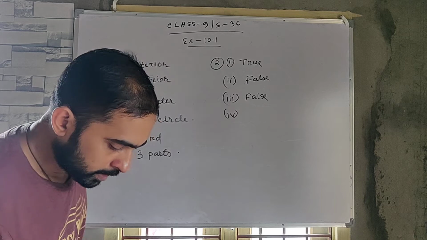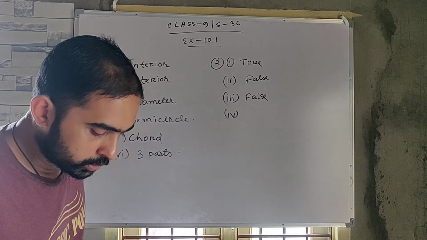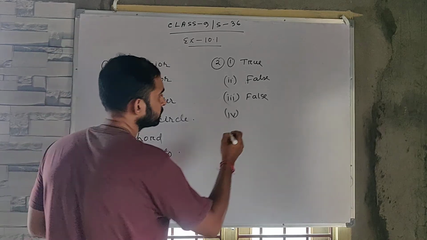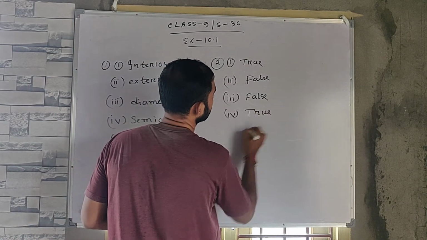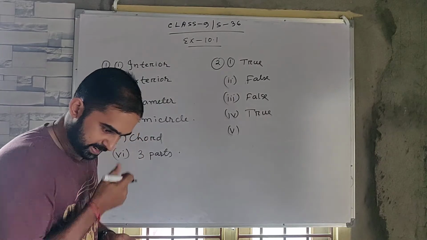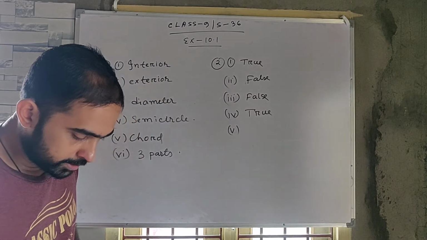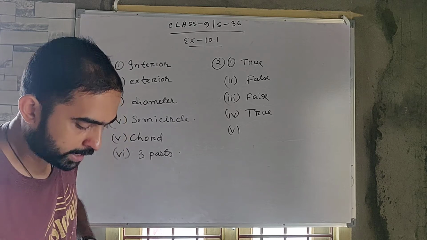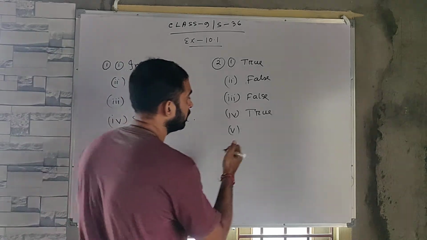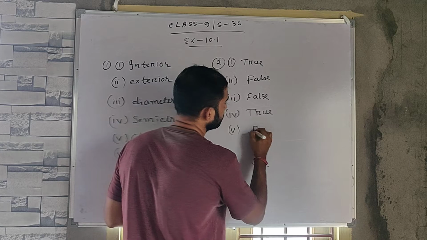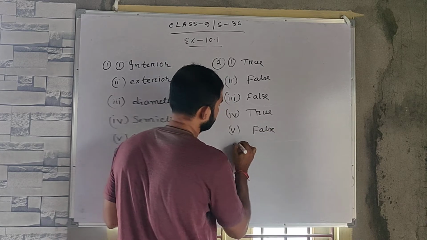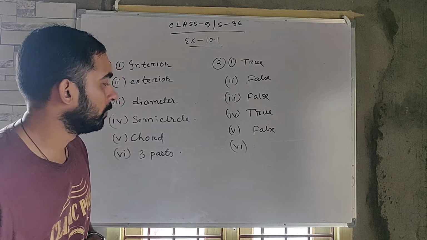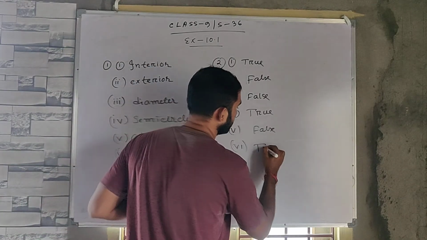Next one is, a chord of a circle which is twice as long as the radius is the diameter of the circle. Yes, true. Next, 5. Sector is the region between the chord of a circle and its corresponding arc. No, a sector is the region between the arc and the radii, not the chord. Next, a circle is a plane figure. Yes, true, by definition.